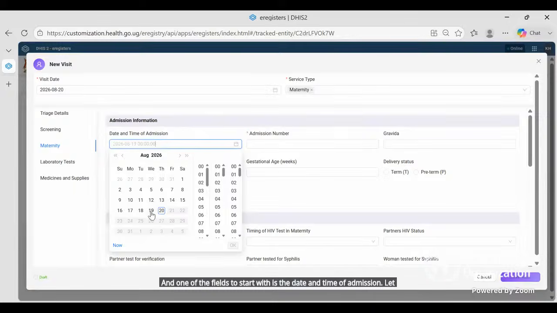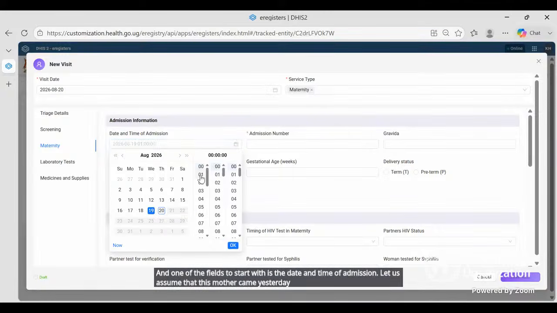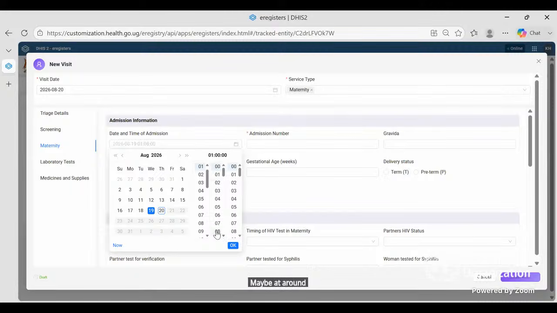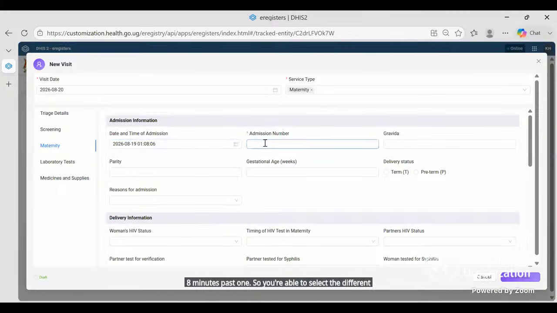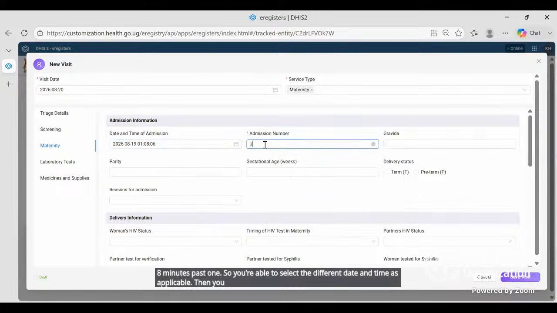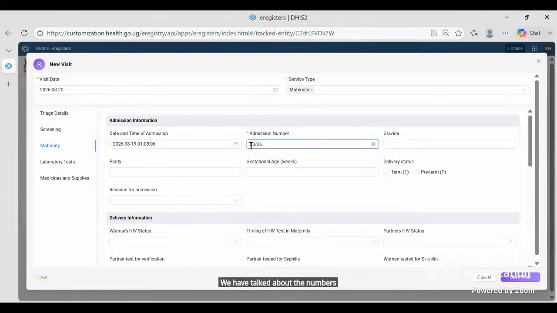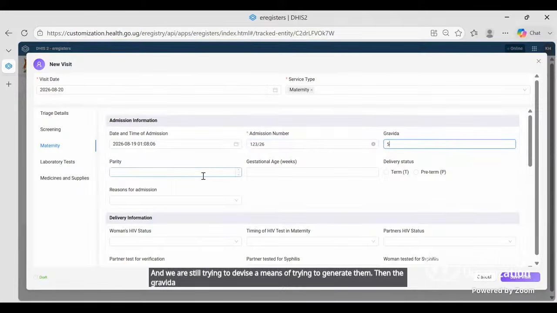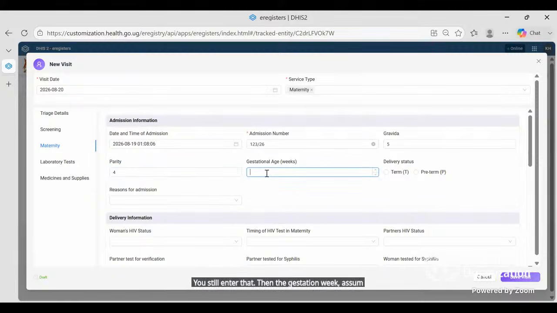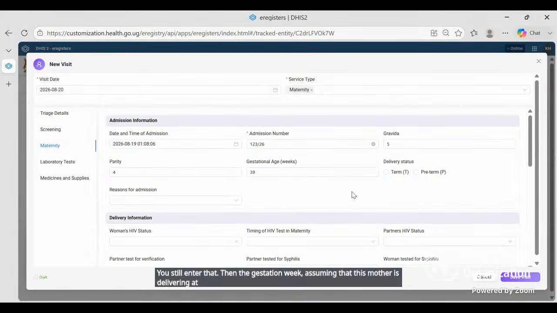Let us assume that this mother came yesterday, maybe at around 1 a.m., 8 minutes past 1. So you're able to select the different date and time as applicable. Then you give them an admission number. And again, we have talked about the numbers, and we are still trying to devise a means of generating them. Then the gravida and parity, you still enter that. Then the gestation week, assuming that this mother is delivering at week 39. So that means that this is a term baby.